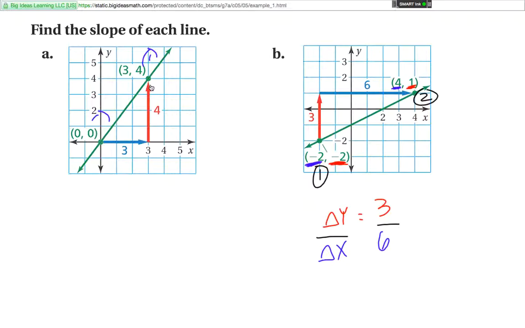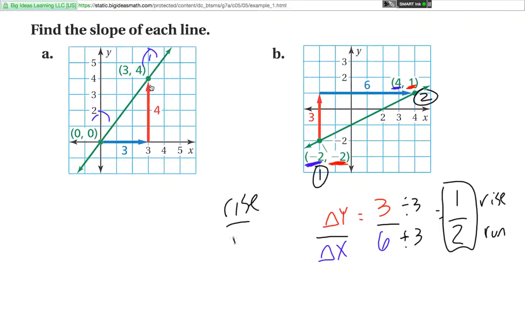Technically you can simplify by dividing both top and bottom by 3. Let me write that. 3 divided by 3 is 1. 6 divided by 3 is 2. So technically our slope is 1/2, which means for every 1 rise, we're going to have 2 run. Those are the words I like to use the most for slope. It's always going to be rise over run. Now, rise can be in the negative direction, run can be in the negative direction too.